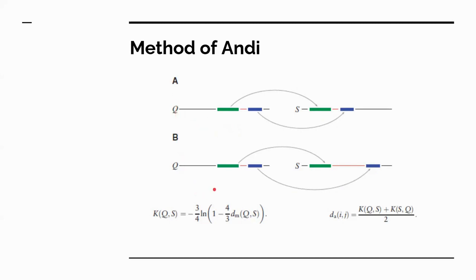Then the mismatches between the anchors divided by the total number of nucleotides covered by these anchors is used to calculate DM. Then by using the Jukes-Cantor formula, KQS is calculated. And then by taking the average Jukes-Cantor distance, DA is calculated. And by using this DA, we can understand how closely these two sequences are related.